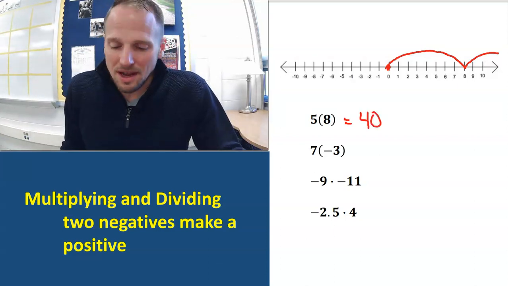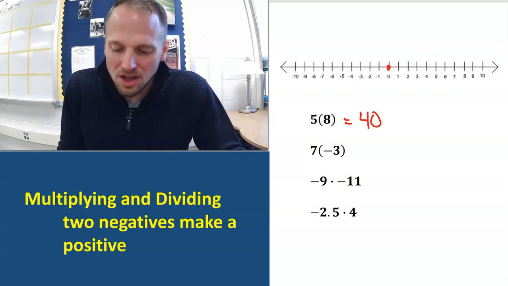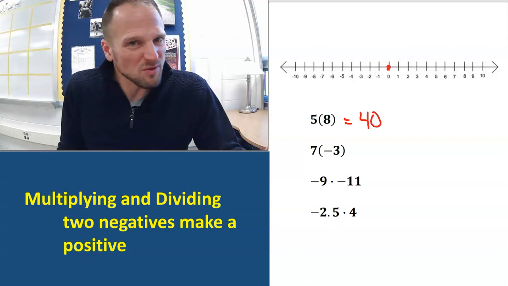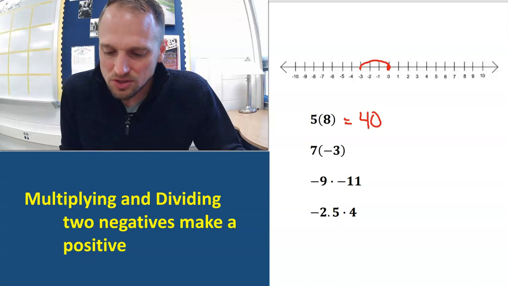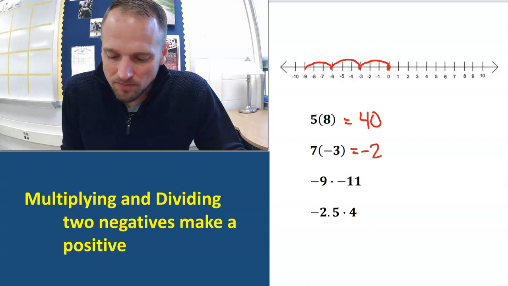The next one, 7 times negative 3. So we're going to start at 0. Negatives are going to the left, or kind of like going in reverse. Maybe for this part, that's a better way to think about it, going in reverse 3. And we're going to have to do that 7 times. So we're going backwards 3, 7 times. That's going to be a negative 21.